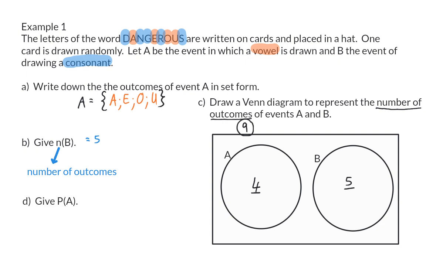Question D. Give the probability of choosing a letter in A. These are all the vowels, and we've already said that 4 out of the total of 9 letters are vowels.